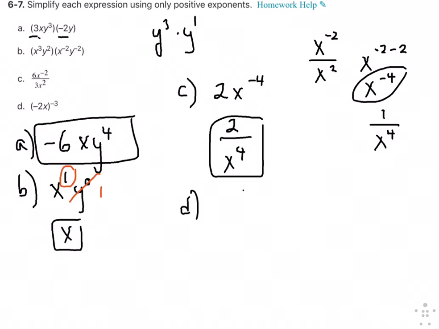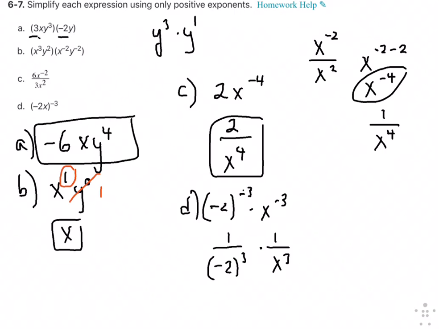we're raising this to the negative third. So this is the same as me writing negative 2 to the negative third times x to the negative third, right? So negative 2 to the negative third is the same as 1 over negative 2 to the positive third times, and x to the negative third is 1 over x to the third, right?